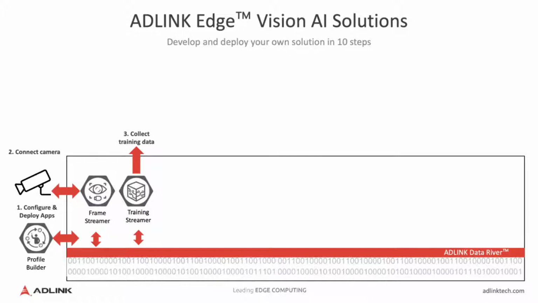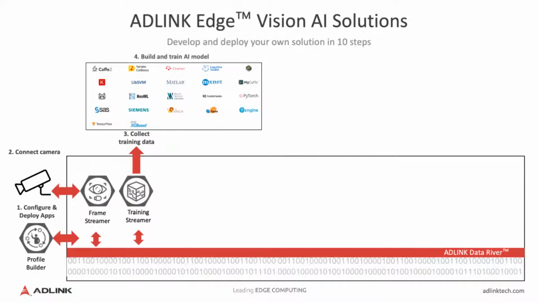So the next component that you will find useful is our training streamer. Typically, when you want to build an AI model and train your model, you need training data, right? The training streamer allows you to collect the footage from the data river and push that to any location on disk or FTP, so you can feed that into your favorite machine learning framework. So collecting the training data, you can push it, store it, and then using your favorite machine learning framework as a next step, you can build and train your AI model.